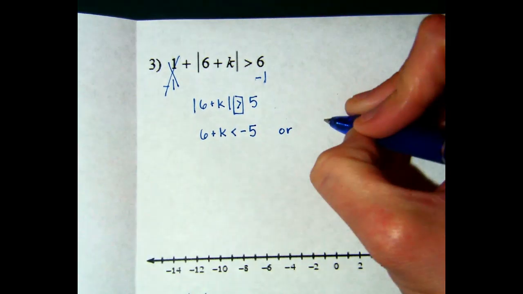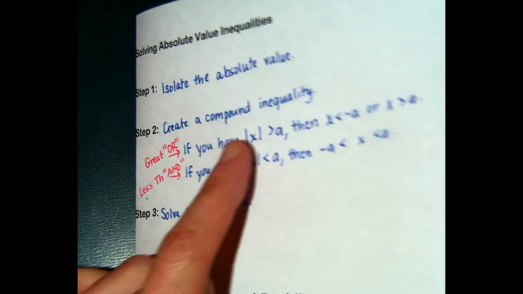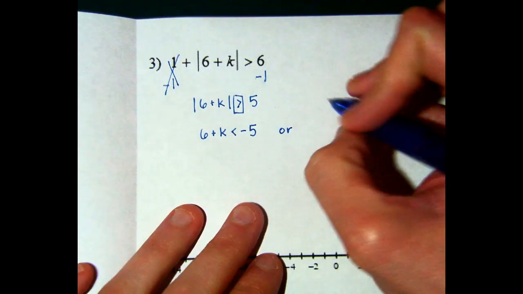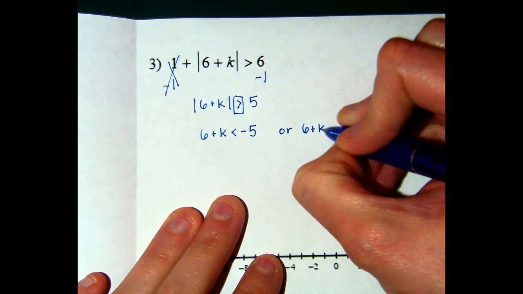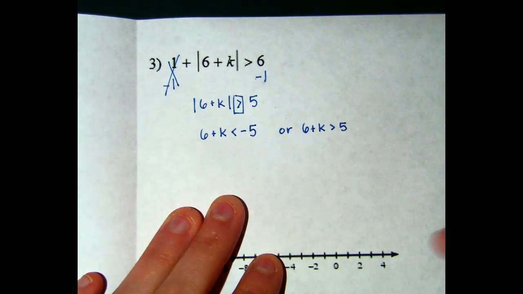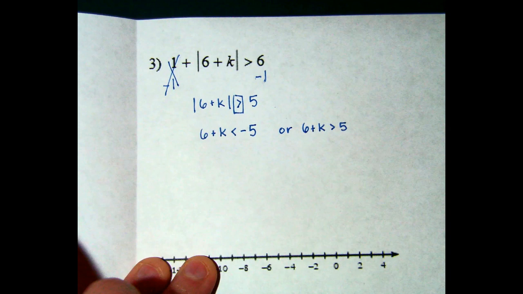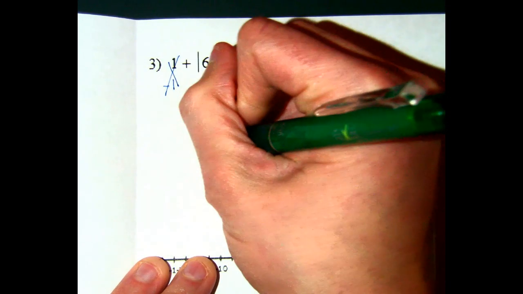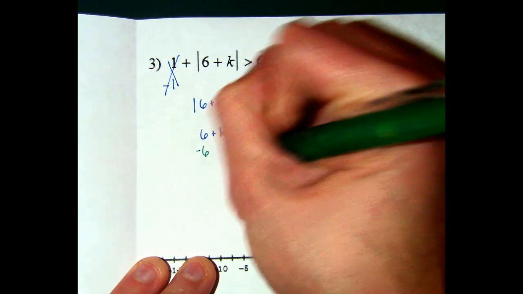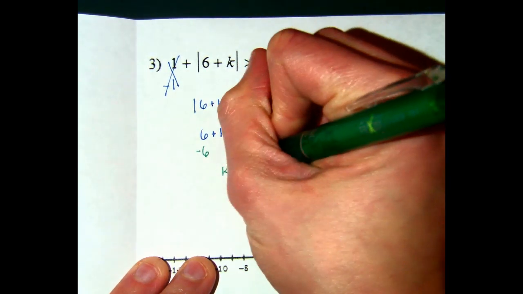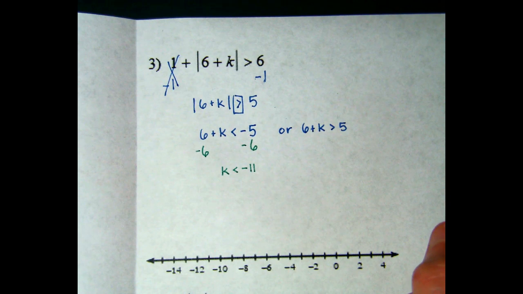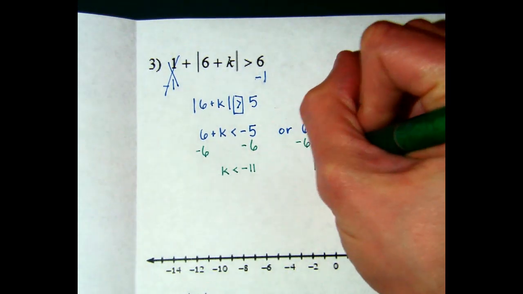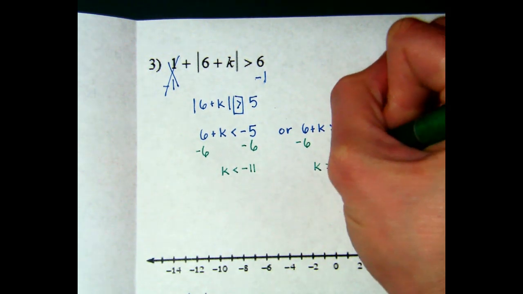Or, let's look back at our steps. Or, x is greater than a positive number. So, or 6 plus k is greater than 5. The only difference in this and what I did a few minutes ago is now I have to solve them both, and I have to solve them both separately. So subtract 6. K is less than negative 11. Let's do the same over here. Subtract 6. K is greater than negative 1.